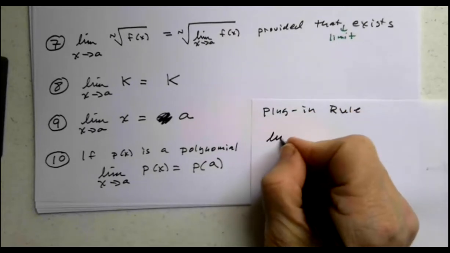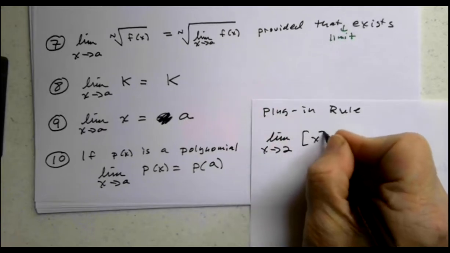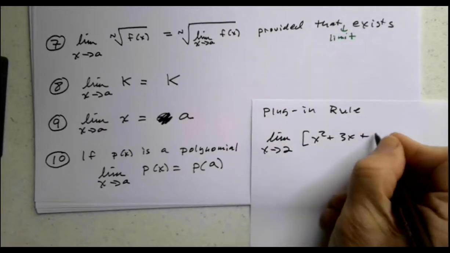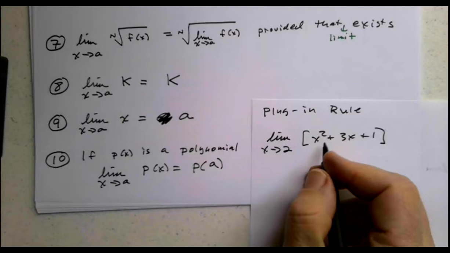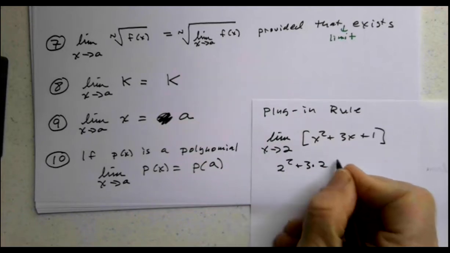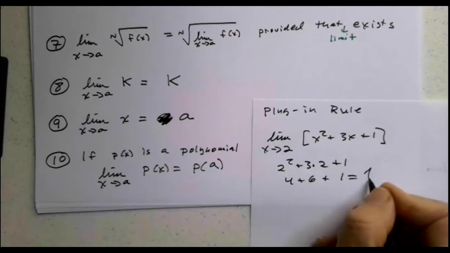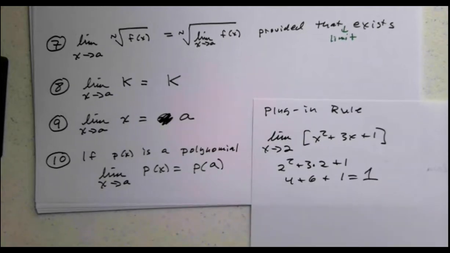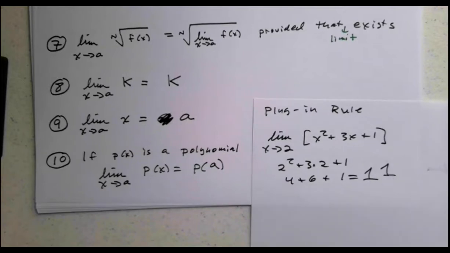So if I have the limit as x approaches 2 of x squared plus 3x plus 1. Well, x squared plus 3x plus 1 is a polynomial, so I can just plug that in. Plugging that in, I get 2 squared plus 3 times 2 plus 1, which is 4 plus 6 plus 1, which is 11. Which behaves the way we want it to behave, which is 11, not 1. And we can quickly take a look at that on Desmos if you'd like.